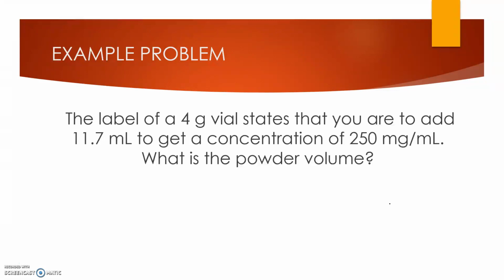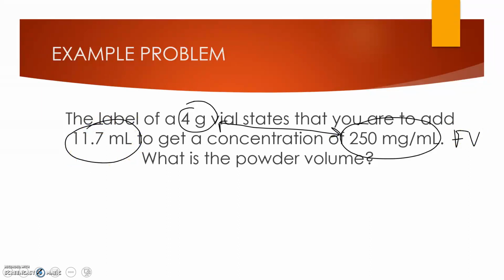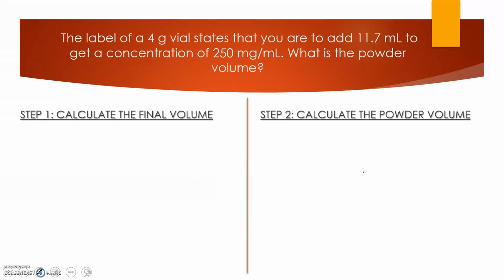So this time we have a 4-gram vial with a concentration of 250 milligrams per ml. We'll have to use those 2 numbers to get our final volume first. Then we'll use 11.7, which is our diluent volume, to get our powder volume. So let's bring that to our next page and do our 2 steps.